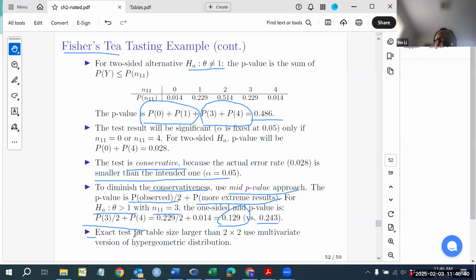The Fisher's exact test can also be applied to tables larger than 2 by 2. We can use the multivariate version of the hypergeometric distribution, but usually Fisher's exact test is reserved for 2 by 2 tables.